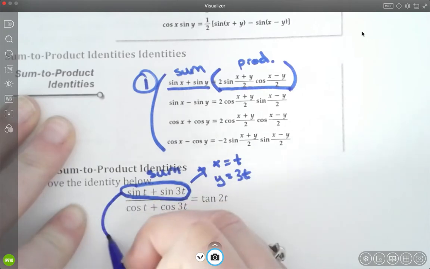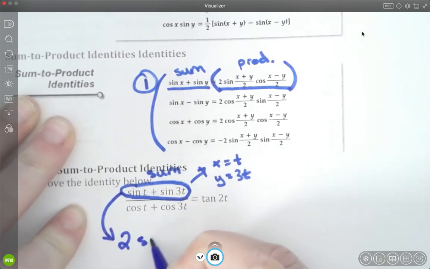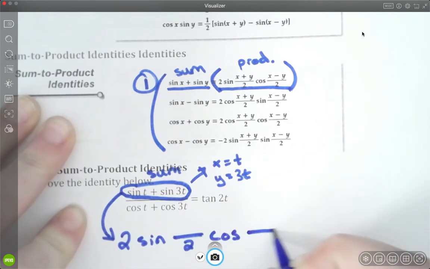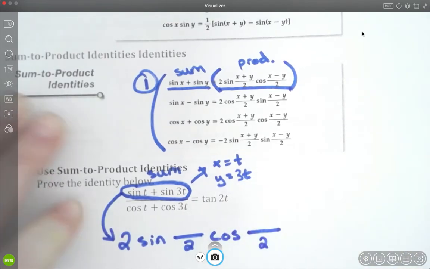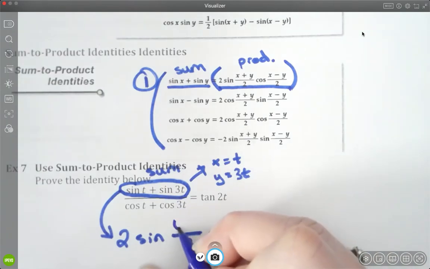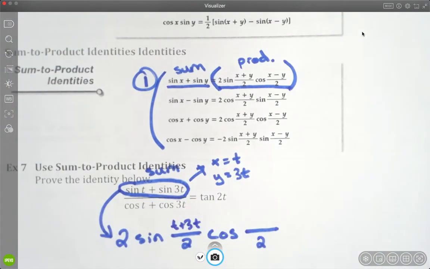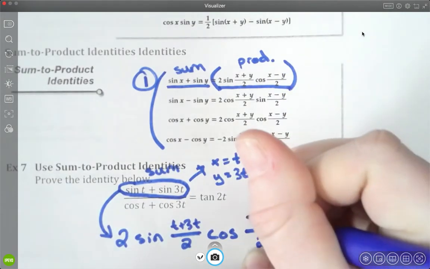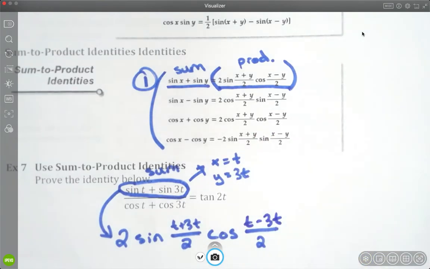So this top part is 2 sine of (x plus y) over 2 times cosine of (x minus y) over 2. Sine of (x plus y) over 2 is like t plus 3t. Now, cosine is x minus y. That's what the formula says. So I have t minus 3t. Good? That's what that top part is.